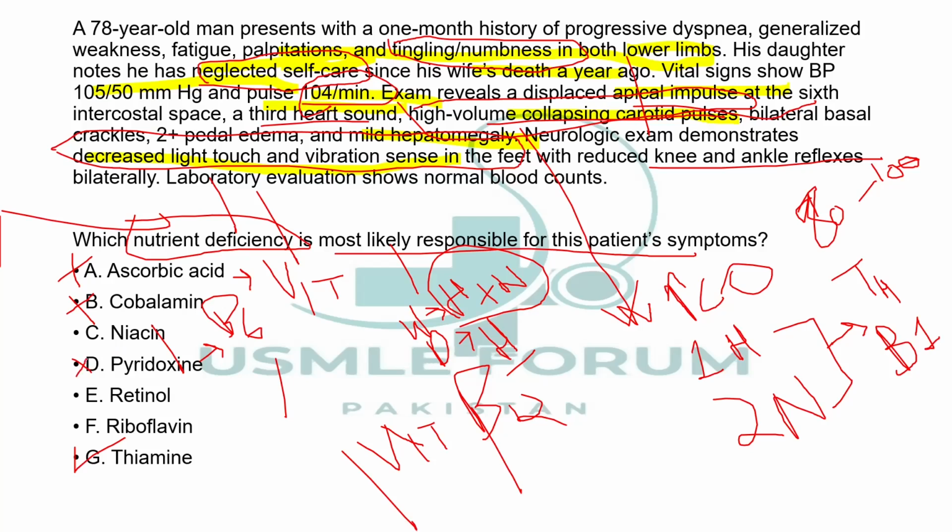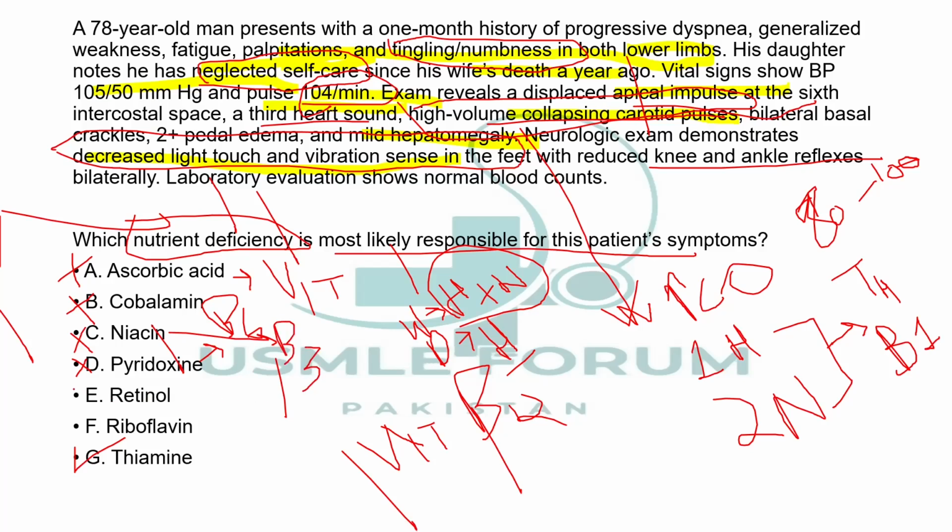So niacin is B3. Niacin deficiency can result in pellagra, which is remembered by 3 Ds: dementia, diarrhea, dermatitis, and death. Dermatitis can present as what is called the Casal necklace, and dermatitis occurs in the areas that are exposed to the sun. So you have to remember that. This is the wrong answer. And this is B3.